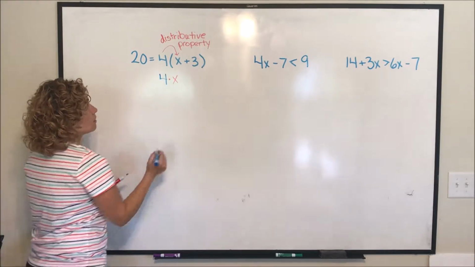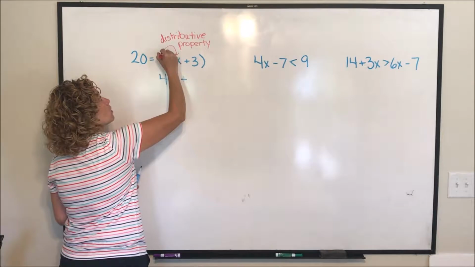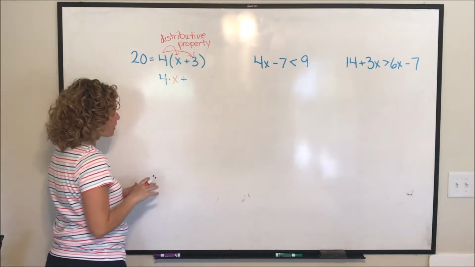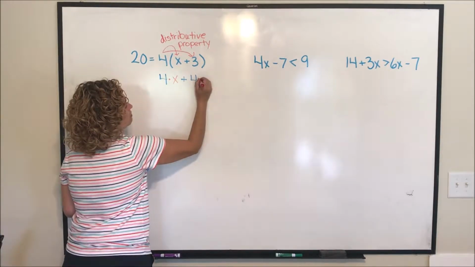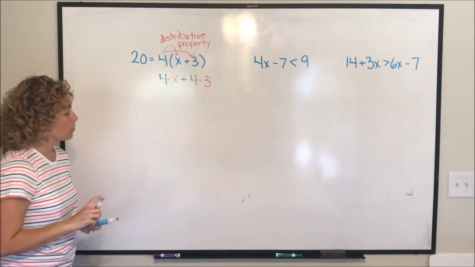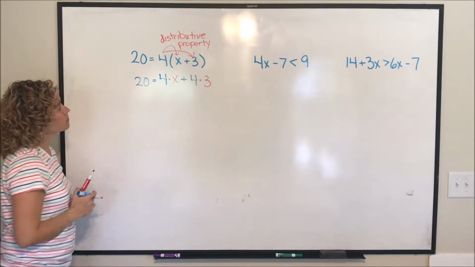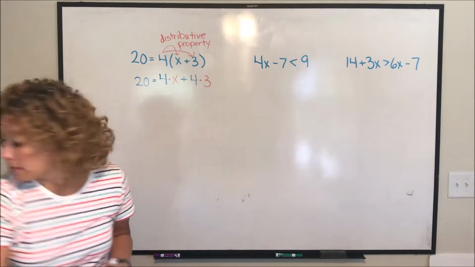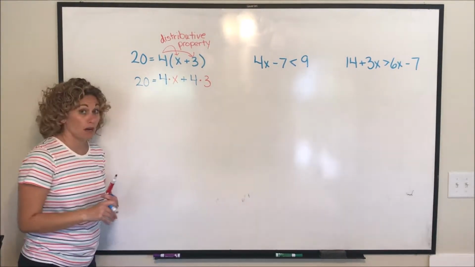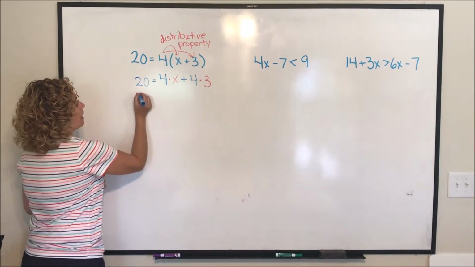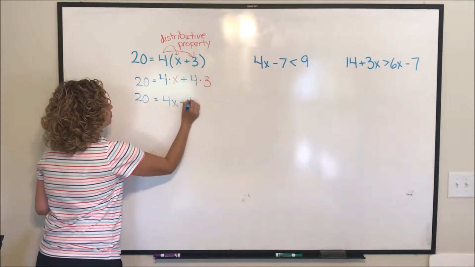Okay. Bring down the plus sign. Then the 4 also must touch the 3. So 4 times the 3. Okay. It still equals the 20. Okay. That is the only part that you might not be comfortable with. That gives us 20 equals 4x plus 12.